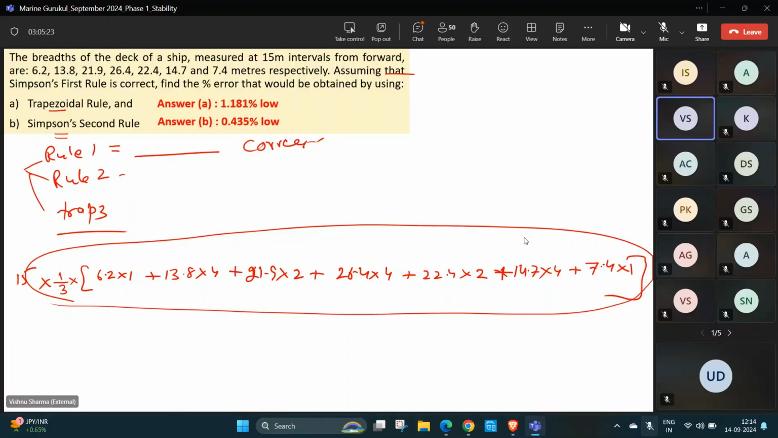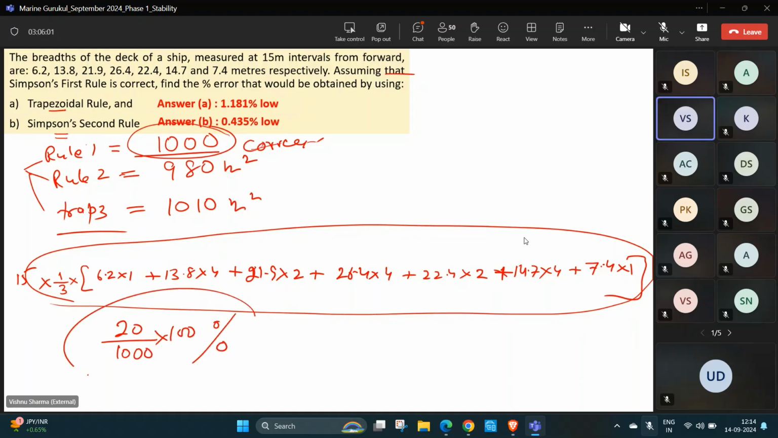Okay, guys, let me just explain to you. Let us say area by rule 1 comes 1000 square meters. Let's say area by rule 2 comes 980 square meters. Trapezoidal rule, let's say, gives 1010 square meters. Now he's saying assume 1000 to be correct. This is what the question is saying, I'm not saying that. So what is the error between rule 1 and 2? 20 square meters is the error. You have to give percentage. Percentage of what? The correct one. What is the correct one? 1000. So 20 upon 1000 into 100 will be the answer A, beta. Is that clear, assuming these values?